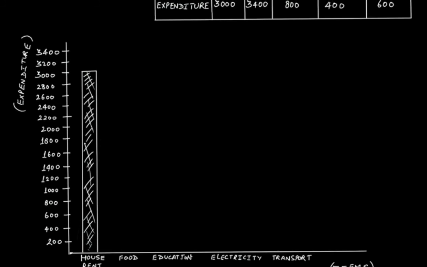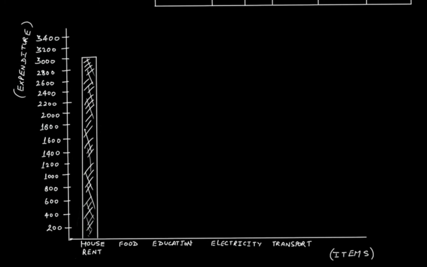Next one, we have 3400 for food. So for food we have 3400. Here should be the end point of our bar. So let me take a line here so that we draw it very accurately, and I'll just remove it. If you have the scale, then you can do it without drawing any lines. I'm just drawing so that my bar is at the correct height, because I have to draw a bar which is at the height of 3400.